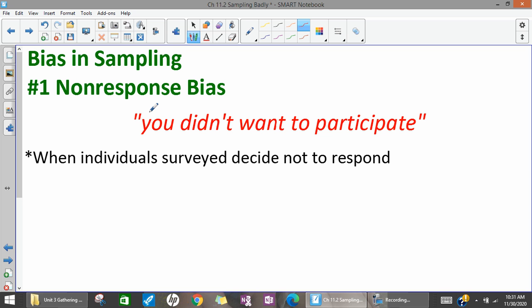So I get a phone call, I answer it and say no thank you, or I hang up. Or I get a letter in the mail with a survey and I throw it out. Or I get an email asking me how was my customer experience and I delete that email. All right, so they've reached me, they've considered me, and I said no thank you.